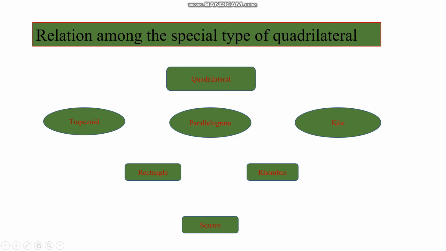But vice versa is not true. A parallelogram is never a rectangle, a parallelogram is never a rhombus, a parallelogram is never a square, due to not fulfilling the properties or criteria of the rectangle, rhombus and square. So these are the relations between each other: quadrilateral, trapezium, kite, parallelogram, rectangle and so on. Thank you.